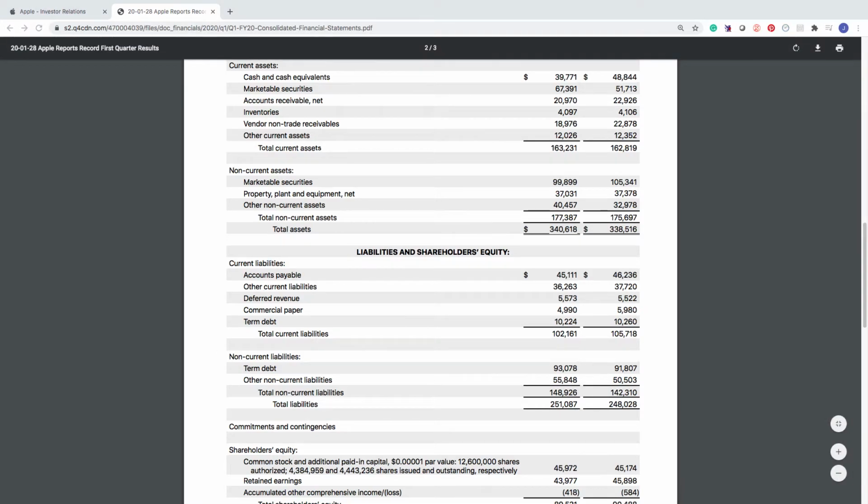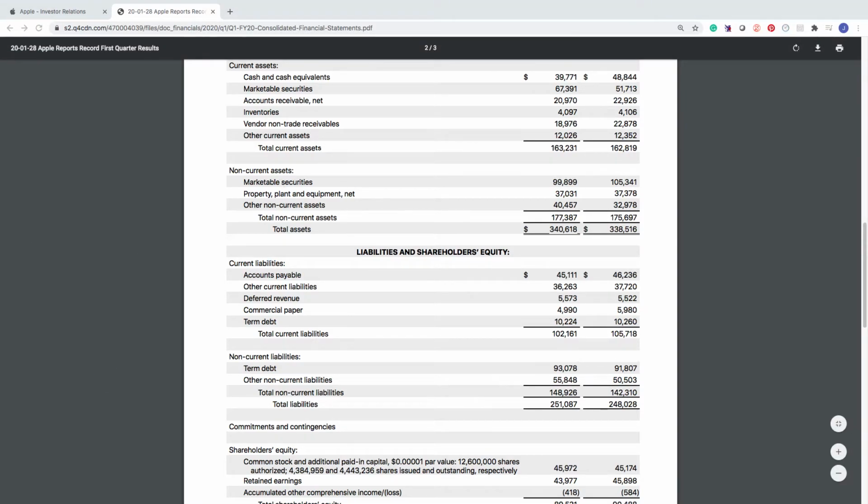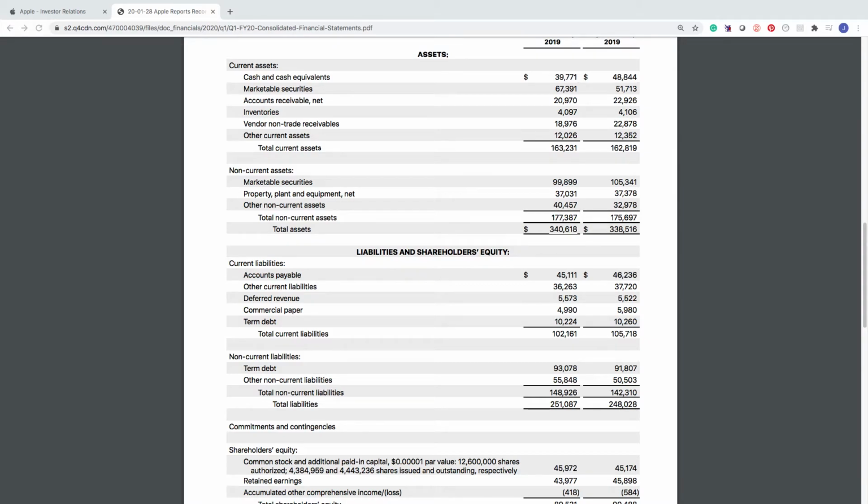Now, similar to the section above, let's cover off all of the liabilities. Accounts payable. Accounts payable is effectively the money that Apple owes to its suppliers and to the companies that work for Apple in helping them create their products. So think of this as money that Apple owes to some supplier or some factory in China where a company is helping them make its products. So they owe that company $45 billion.